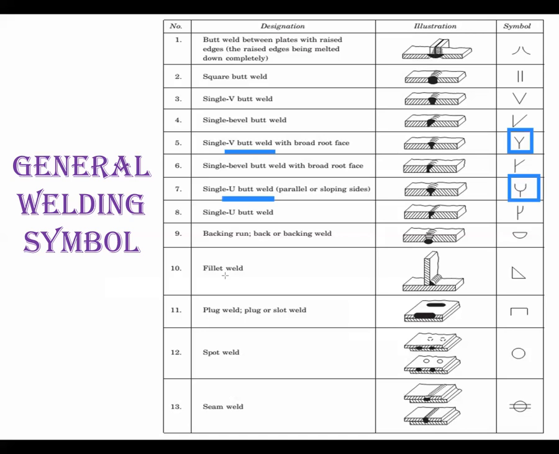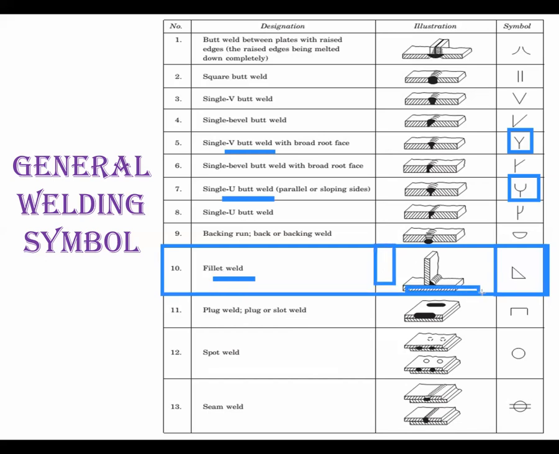Now one more important one is the fillet weld. We know that in a flat horizontal plate, if a vertical plate is placed and is to be welded, we call it a fillet weld, and we represent the symbol with a right angle triangle. This question will be asked in the examination a number of times. Just remember, a fillet weld must be illustrated like this diagram, and the symbol is a right angle triangle.